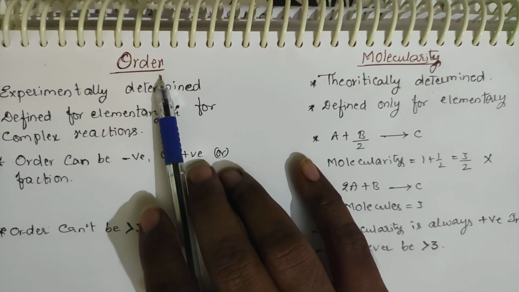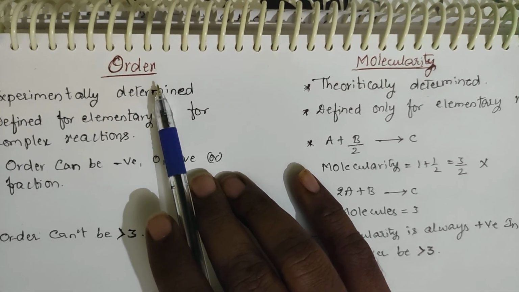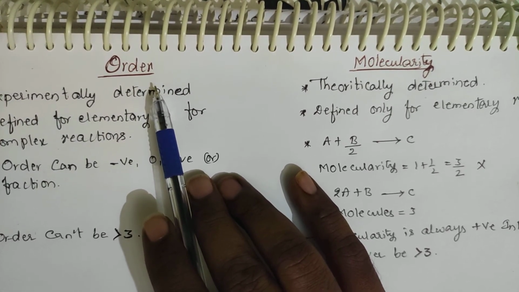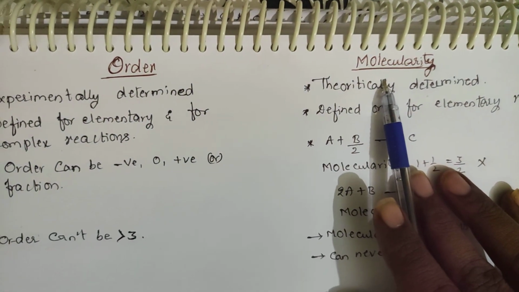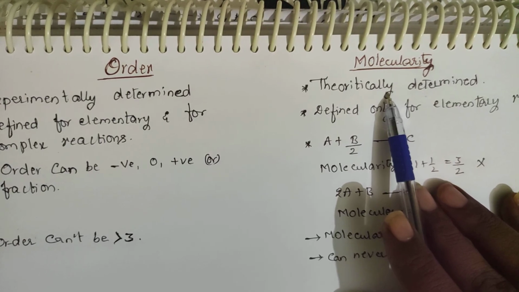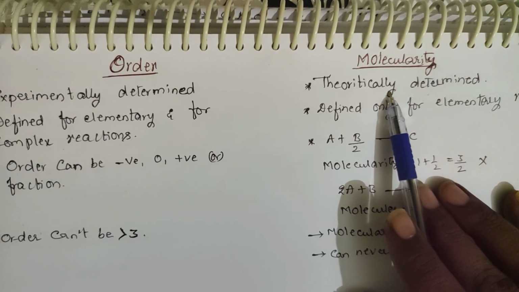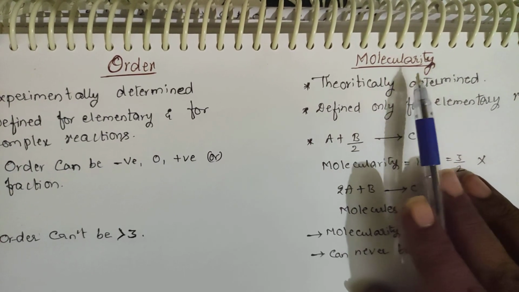And if you go for the definition, what is meant by order? Order means the sum of powers of the concentration terms in a rate equation. It is called the order. What is meant by molecularity? The number of ions or molecules or atoms that are involved in an elementary reaction is called molecularity.